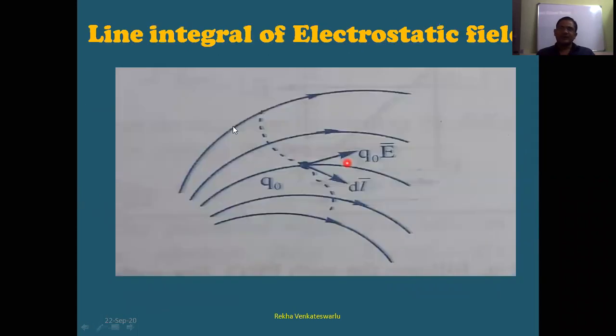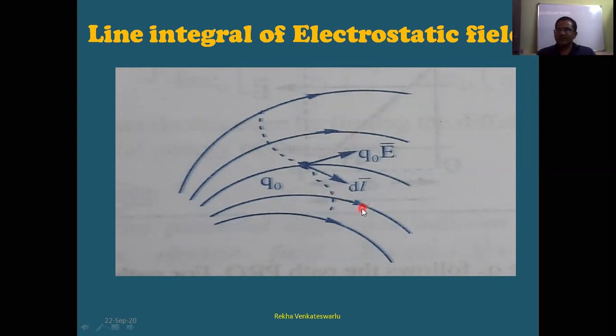Now, what is the line integral of the electrostatic field? What is its physical meaning? Simply you can understand, observe the figure here. This is some electric field, sir. Can anyone say whether it is a uniform or non-uniform electric field? Response, sir. So the figure shown is a uniform or non-uniform electric field.